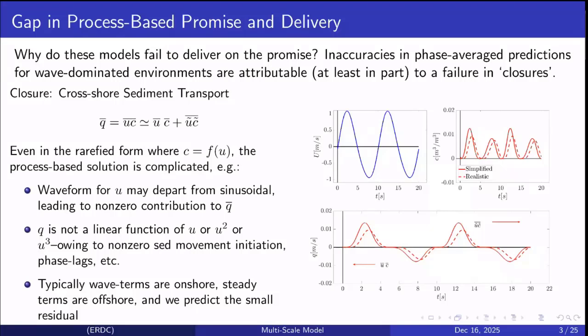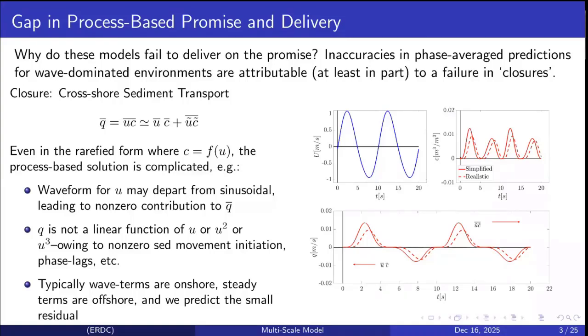That can be parsed out into the steady part, which is the first part, plus the wave-related part. If we looked at this in its simplest form, where the concentration is just a function of the orbital velocity or the total velocity, the solution for Q, the transport, is actually fairly complicated in several ways. The first way is that the waveform for the wave orbital velocity may depart from the sinusoidal. That means you can have either a sawtooth wave or a skewed top-to-bottom wave, an asymmetric or skewed wave.